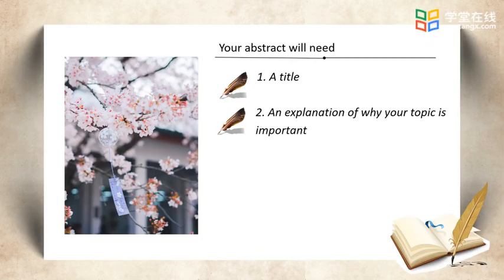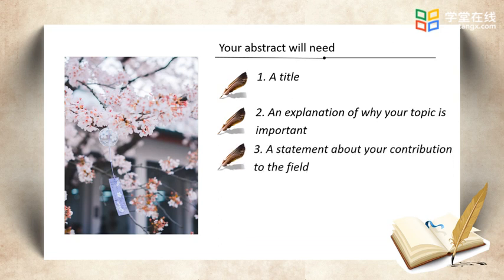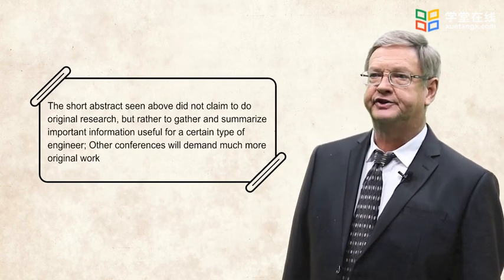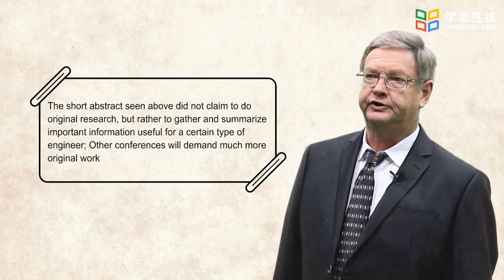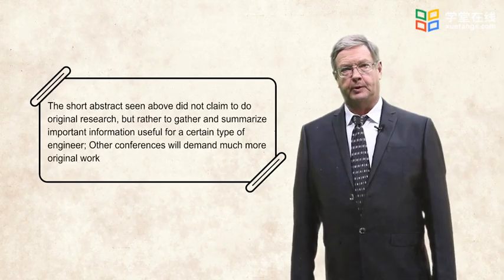2. A statement of why your topic is important. It is good to situate your paper in the context of your field and its issues so that others will understand why they will want to hear your paper. 3. A statement about what contribution to the field will be made by your paper. Remember, the nature of this contribution will vary greatly due to the conference. The short abstract seen above did not claim to do original research, but rather to gather and summarize important information useful for a certain type of engineer. Other conferences will demand much more original work.